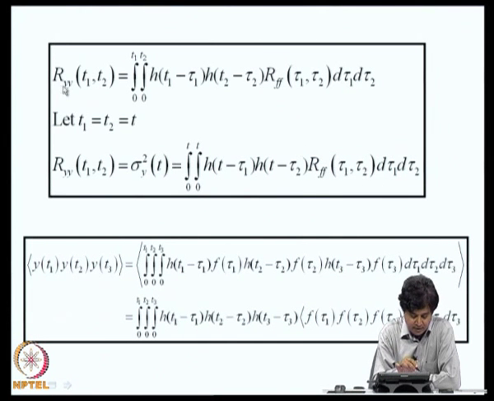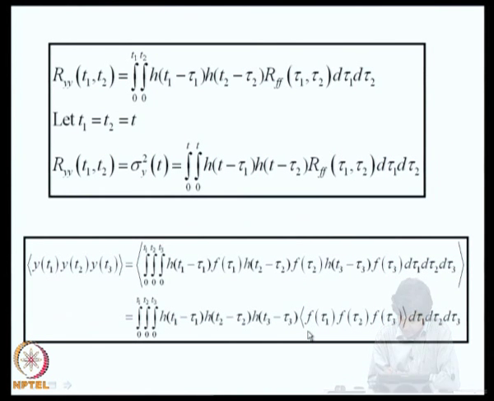Now, the autocorrelation function is a second order property. We can consider higher order moments. So, we can take expected value of y of t1, y of t2, y of t3. This will be a triple integral, and now expectation will be taken on f of tau 1, f of tau 2 and f of tau 3, and this integral can be rearranged in this form.